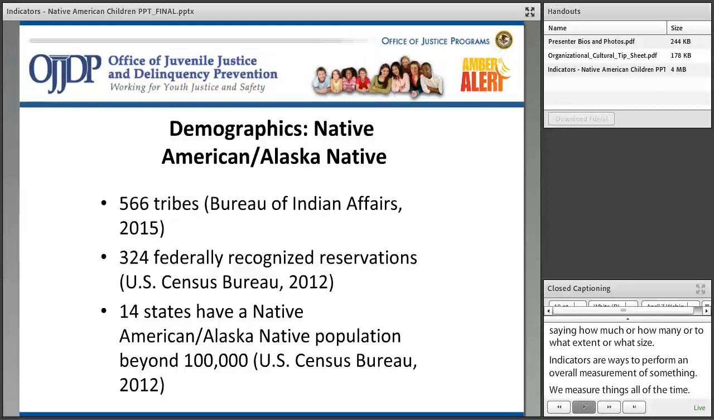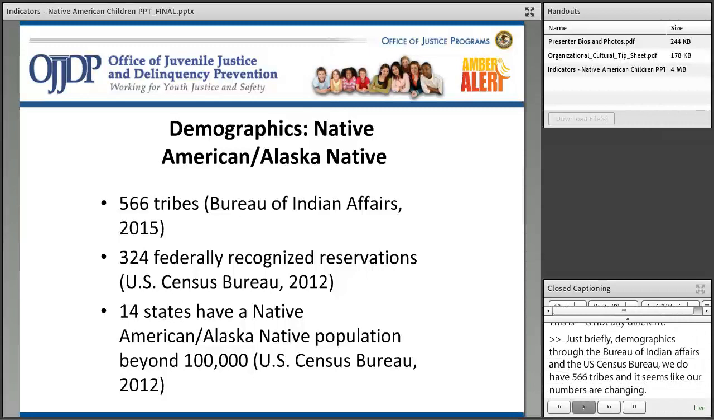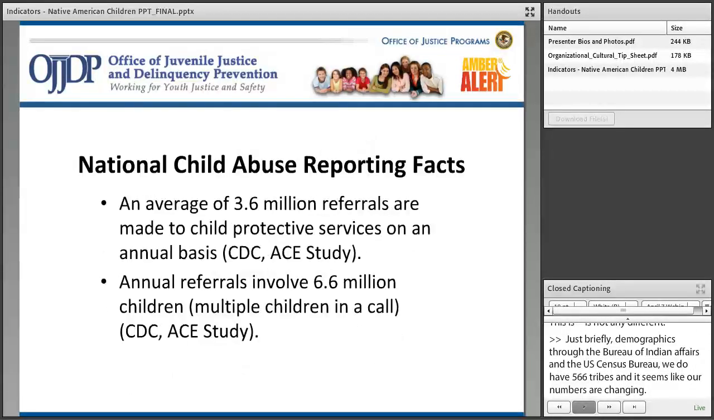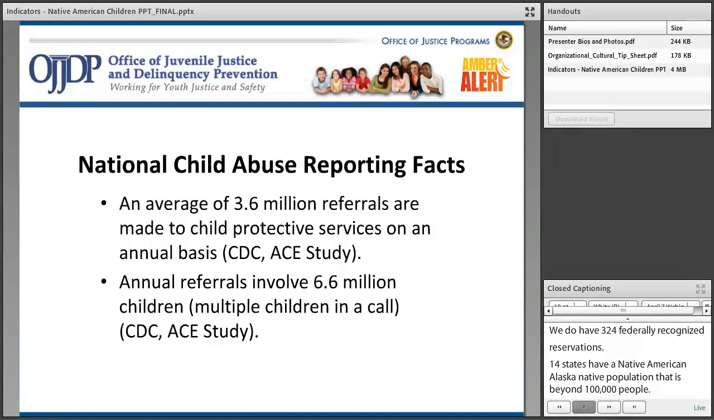So just briefly, demographics that I pulled through the Bureau of Indian Affairs and the U.S. Census Bureau: we do have 566 tribes and counting. It seems like our numbers are changing every 5 to 10 years. We do have 324 federally recognized reservations, and 14 states have a Native American Alaska Native population that is beyond 100,000 people. And on our national child abuse reporting stats, we have 3.6 million referrals made to child protective custody each year, according to the CDC. And annual referrals involve 6.6 million children.